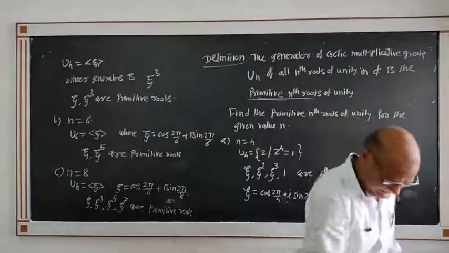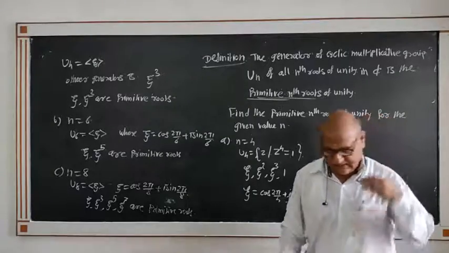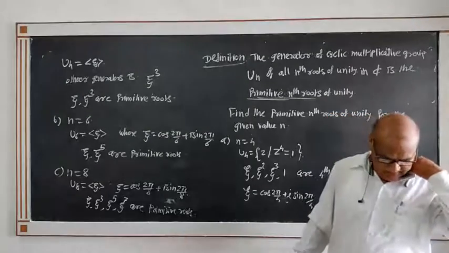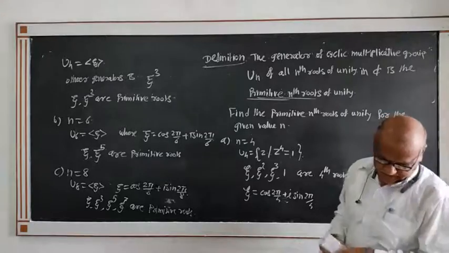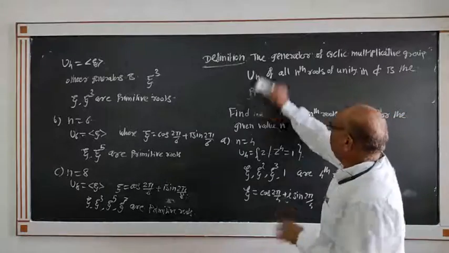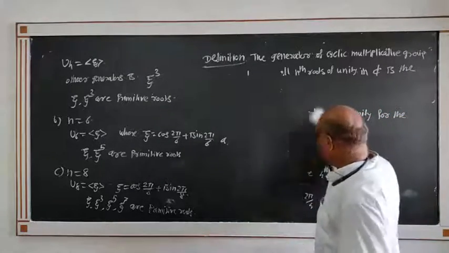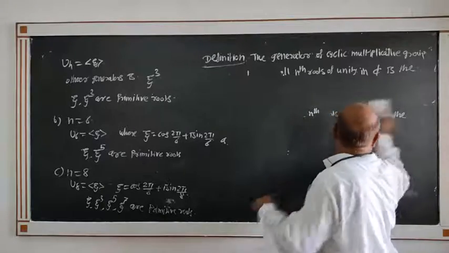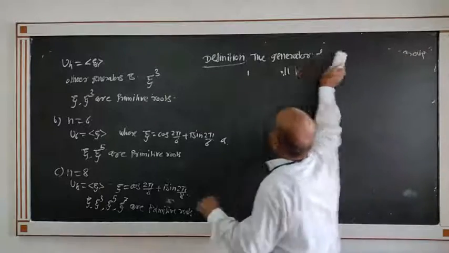Next example. Let A and B be elements of a group G. If AB is of finite order, then show that BA is also of finite order.